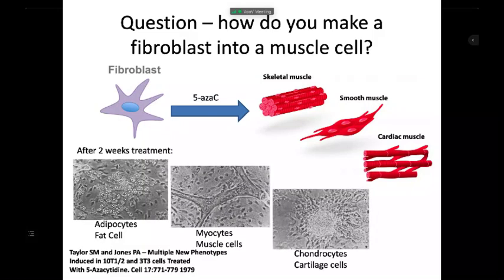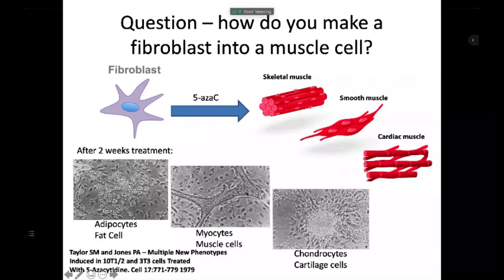So what we could do is treat these fibroblasts with a drug called 5-azacitidine. And if we treat fibroblasts with this drug, after 2 weeks, strange things start happening in our cultures. We get the formation of different cell types, somewhat randomly. So here are our base fibroblasts, and here are some fibroblasts that have turned into fat cells or adipocytes. Here we can see the formation of muscle cells.